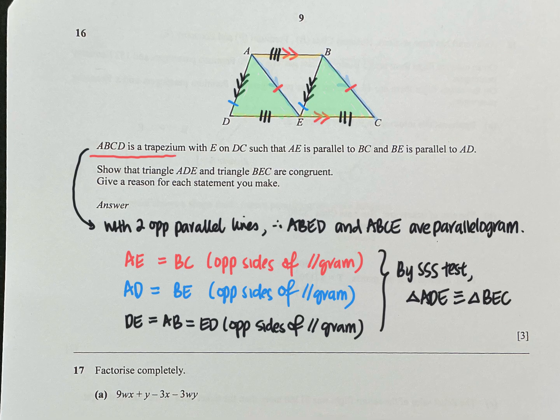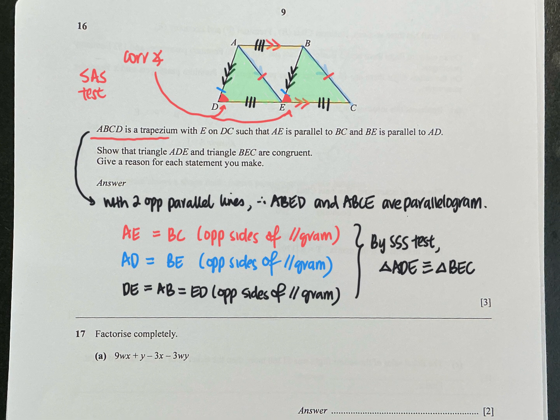Just be logical and sequential in your steps. Some of you use corresponding angles. That means you tell me this angle equal to this angle. Then you use SAS, also can. So these two are called corresponding angles, and then you end up using the SAS test. Also correct. No single test to prove this. I'm just showing you one possibility.